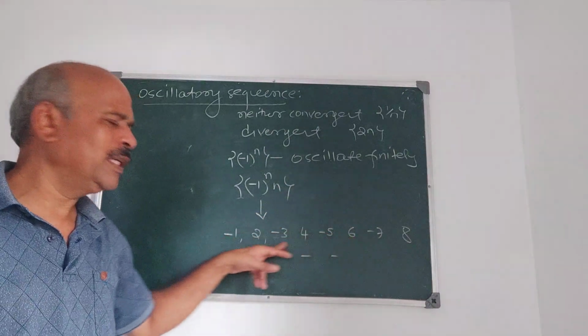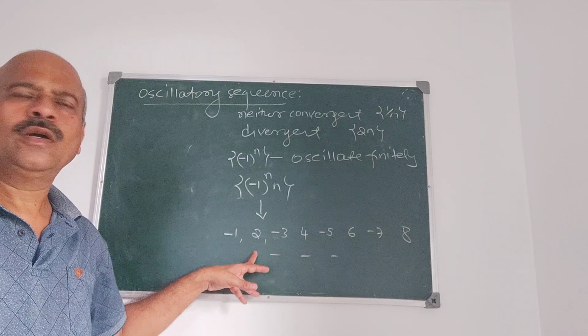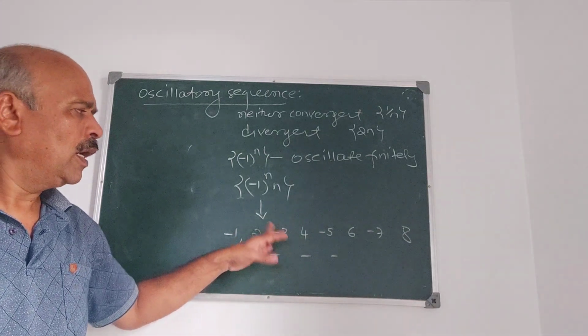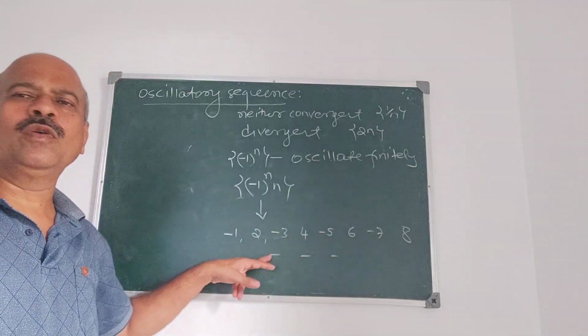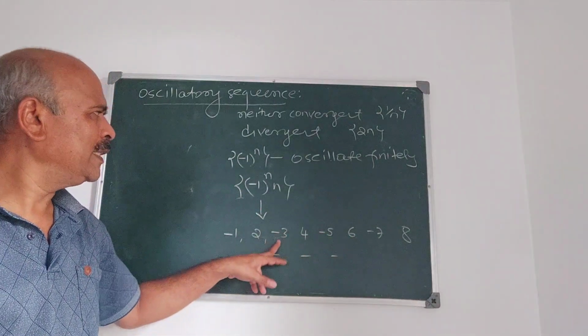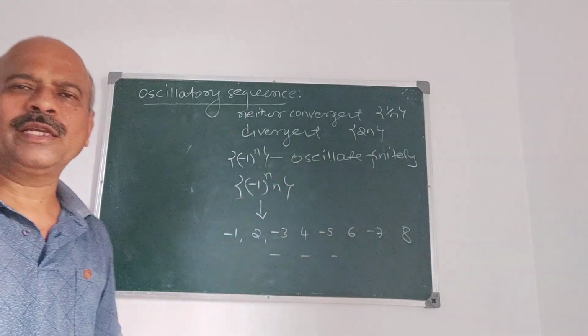Why is it said to be an oscillatory sequence? It doesn't converge or diverge. Neither converges nor diverges. In addition to that, it is not bounded. It is neither bounded above nor below. Therefore, it is said to oscillate infinitely.